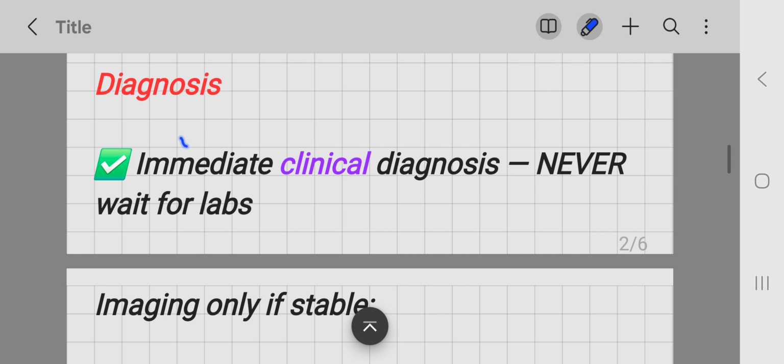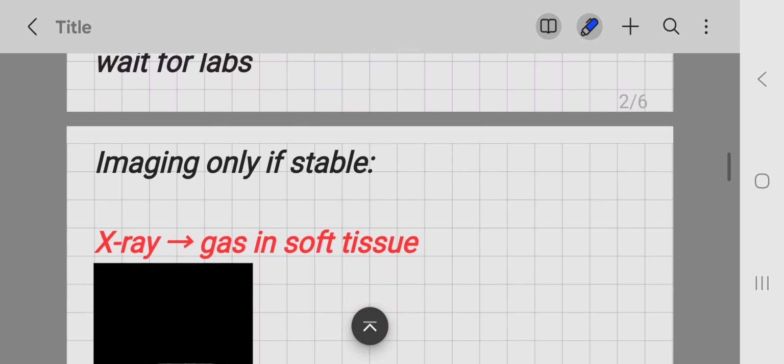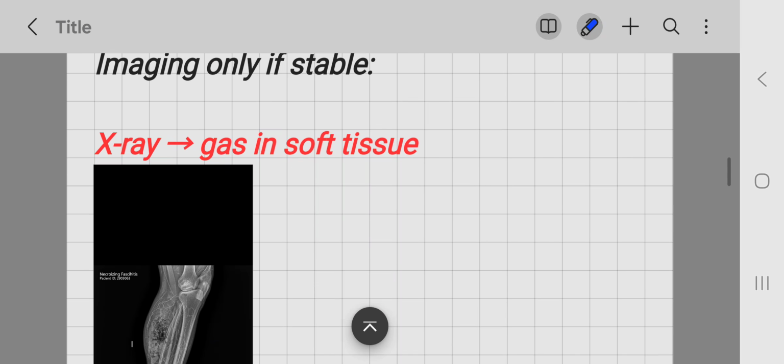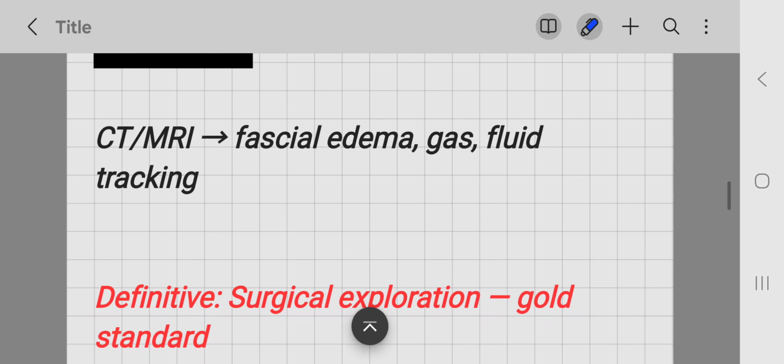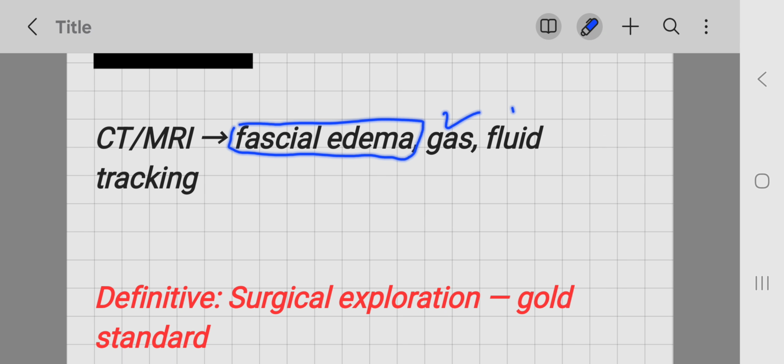Diagnosis. You have to make the diagnosis clinically and immediately because you don't have any time. It is a surgical emergency. Imaging should only be done if the patient is stable. Here you can see on X-ray, this is air present. This is air. CT and MRI can be done to check for fascial edema and gas and fluid tracking.